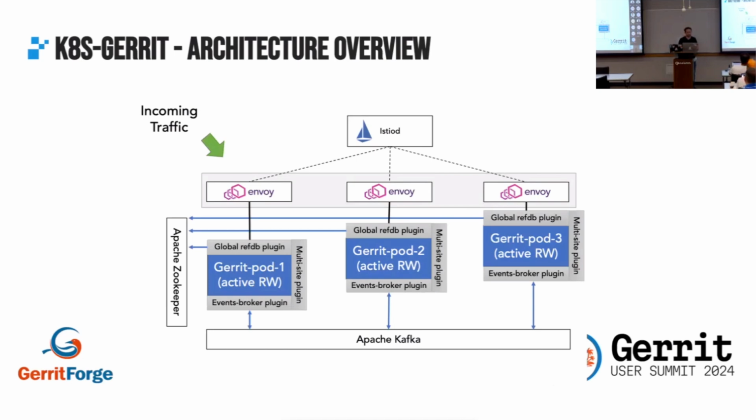Crucially here, we're using Apache Kafka and Zookeeper for syncing between the various nodes. Now, those are just implementations of more generic interfaces that we have. So essentially, you could say that we've got an events broker and a global ref-DB. There are a few implementations of each. I think you can use Pub/Sub, you can use Zookeeper, you can use DynamoDB. So there are a few out there depending on what cloud you guys are using.